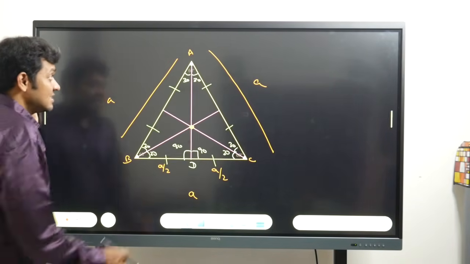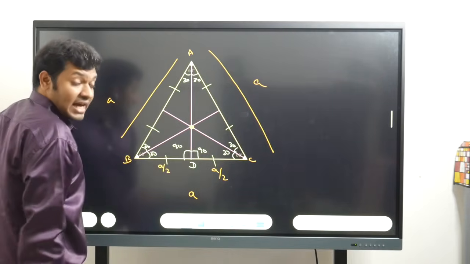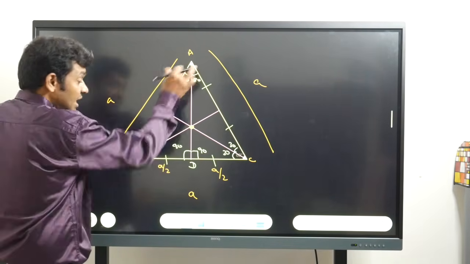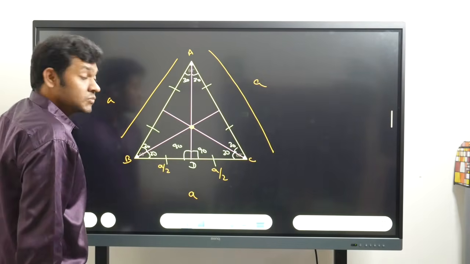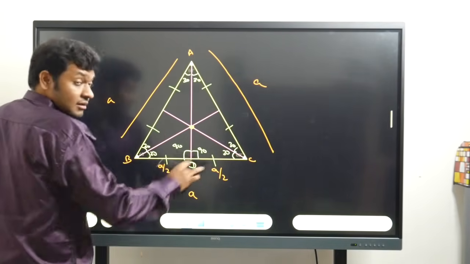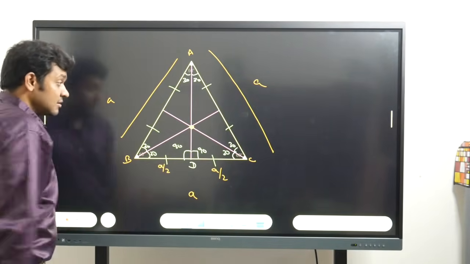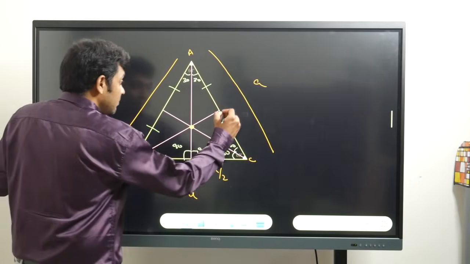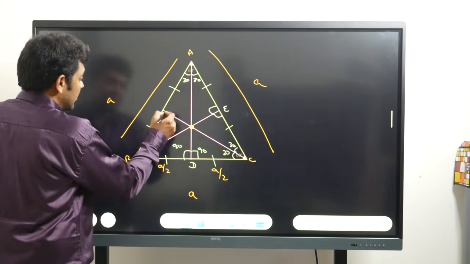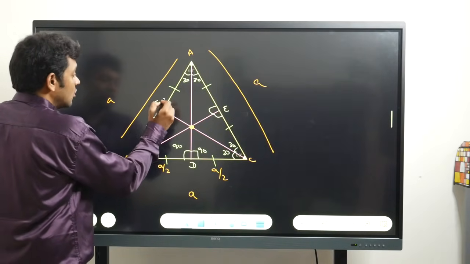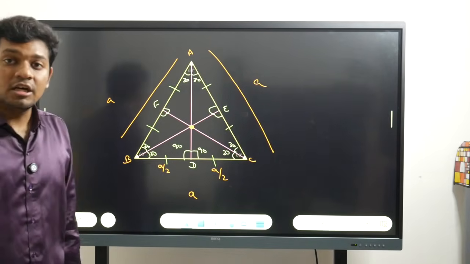Right? Hence, can I say this AD is an angle bisector? It bisects the angle. Also, AD is perpendicular, so it's the altitude. Also, AD is bisecting and perpendicular. It's the perpendicular bisector. Similarly, my BE is the altitude, angle bisector, perpendicular bisector. My CF is also the altitude, angle bisector, perpendicular bisector.